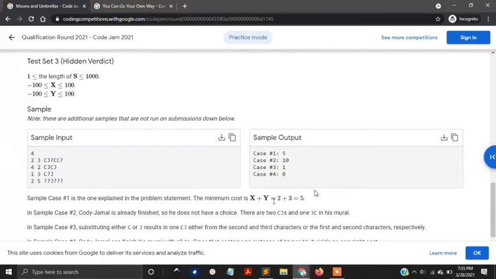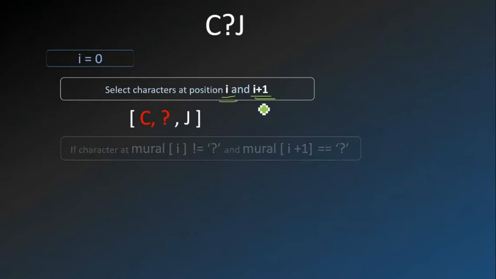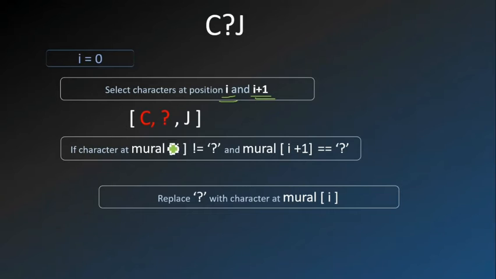So let's take the test case C question mark J. We're going to perform iteration from I equals 0 till the length of the string. We're going to select the first two characters here because I equals 0, because we are taking characters from I and I plus 1. We're going to check whether any of the characters contain a question mark, and one of them is going to be a character without any question mark. If we have a question mark, we're going to replace the question mark with the character which is left of the question mark. So here, the question mark is going to be replaced with C. So the updated string is CJ.